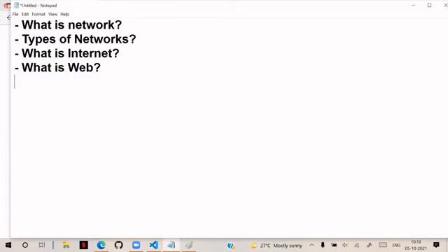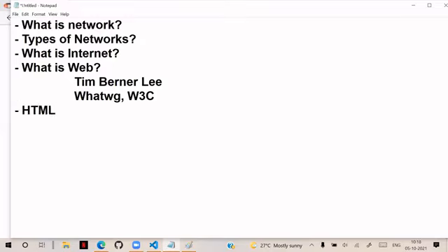Who introduced the concept of web? Tim Berners-Lee. And who is maintaining the standards of web? WHATWG and W3C. These two are maintaining the standards of web. And what is the language used for web? The language used for web is HTML. So you need to know these important terms. First you need to have clarity on the difference between internet and web, right?